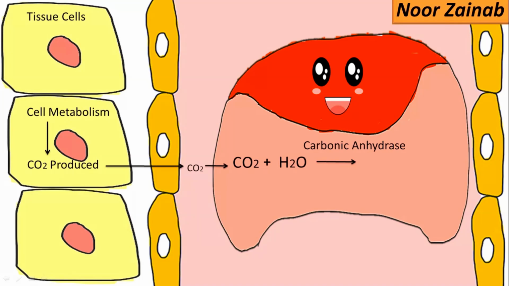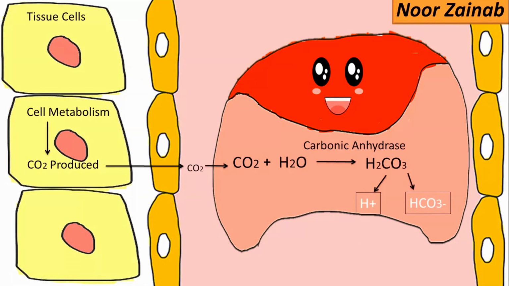When carbon dioxide reacts with water inside the red blood cell, in the presence of an enzyme known as carbonic anhydrase, an acid known as carbonic acid, H2CO3, is formed. Carbonic acid, or H2CO3, is an unstable compound and it dissociates to form hydrogen ions and bicarbonate ions, which are HCO3 minus ions.